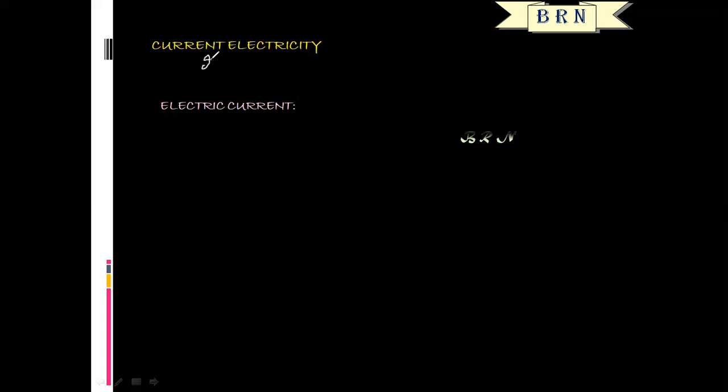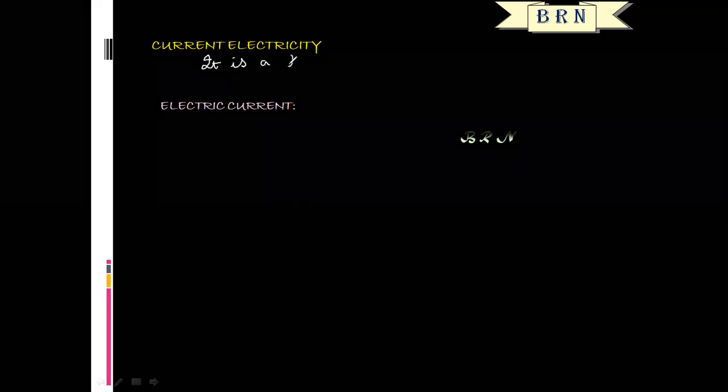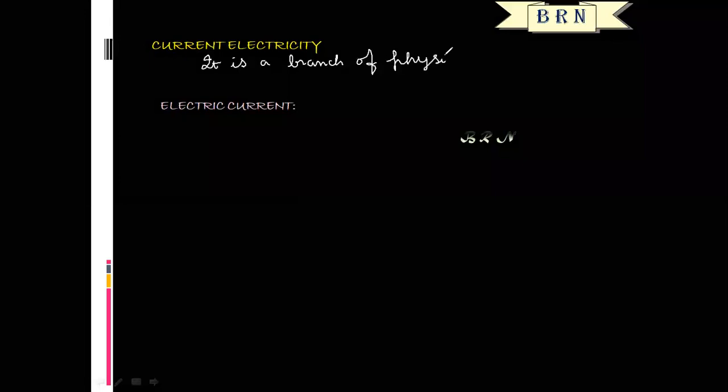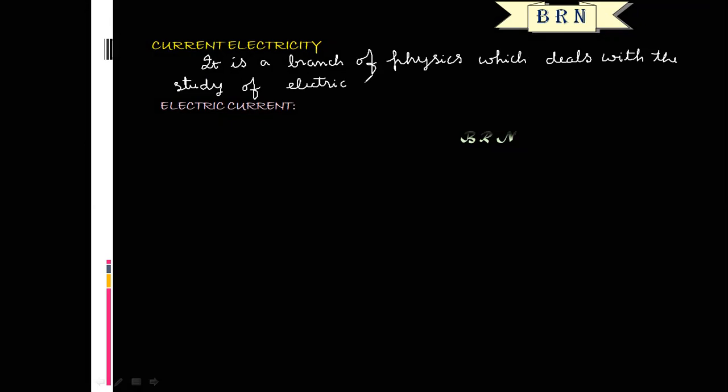Current electricity is a branch of physics which deals with the study of electric charges. It deals with the study of electric charges in motion. Electric charges in motion.